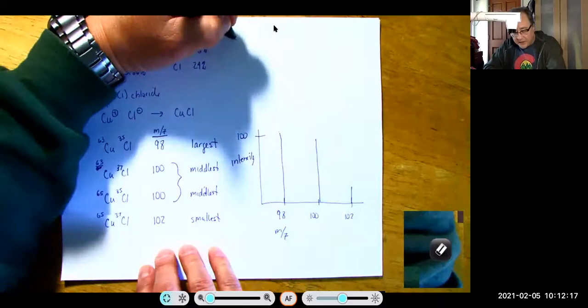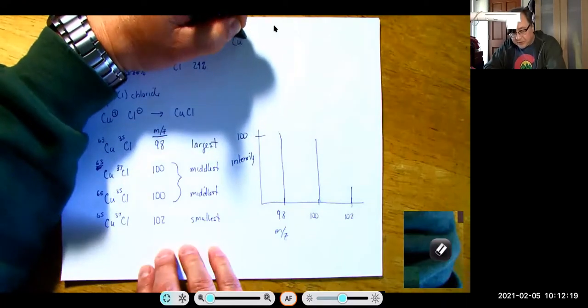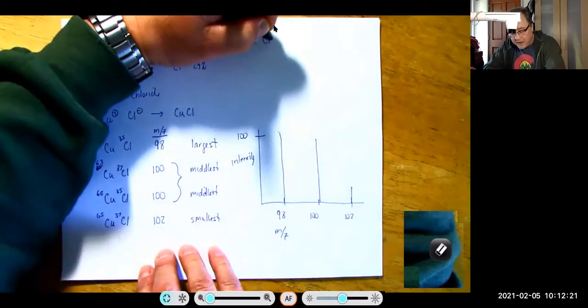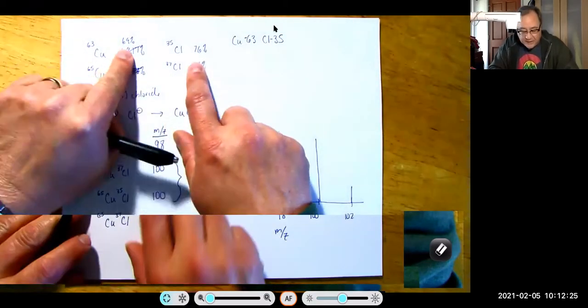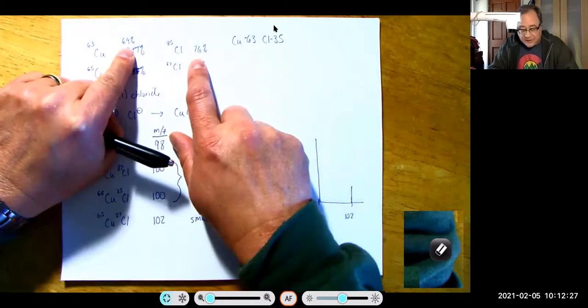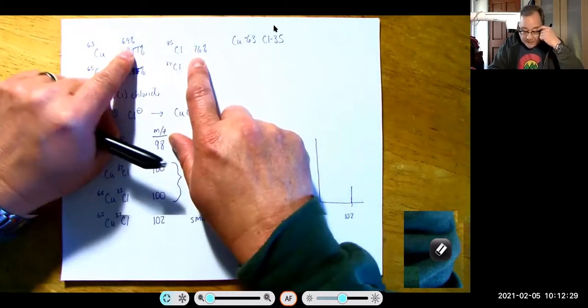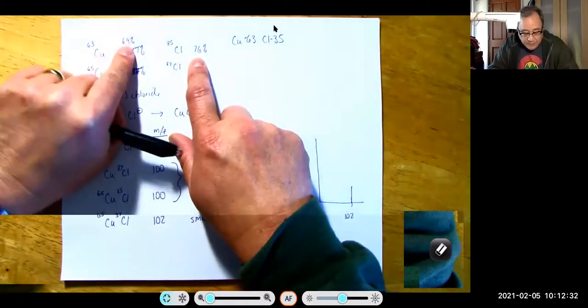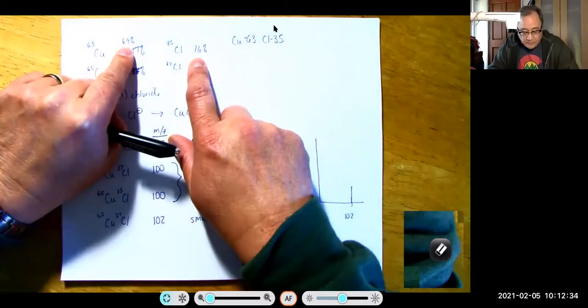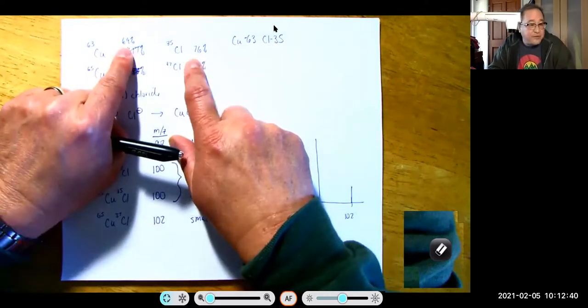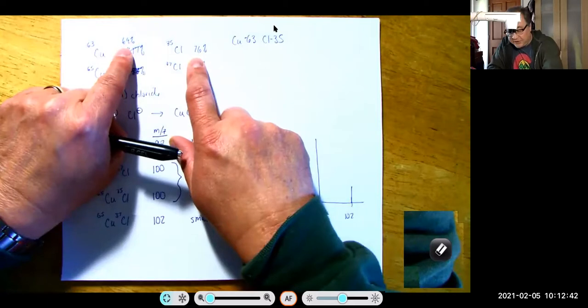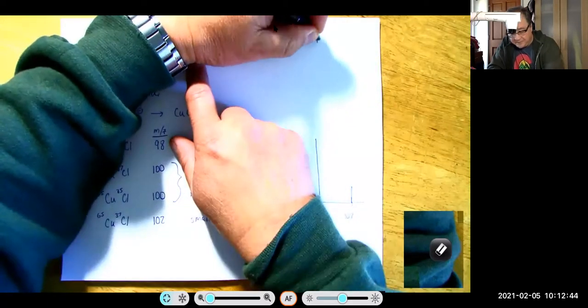if we look at copper 63 and chlorine 35, the odds of getting that would be the same as 69% times 76%. And basically, we can think of this as being 2/3 of 76 or 3/4 of 69. I'd rather do 2/3 of 76. So this is going to be about 50-ish.